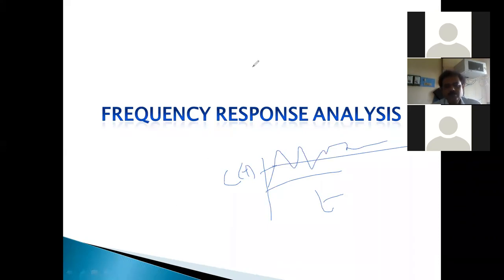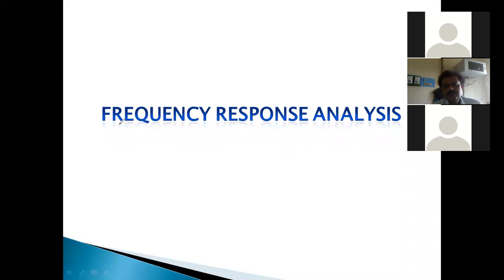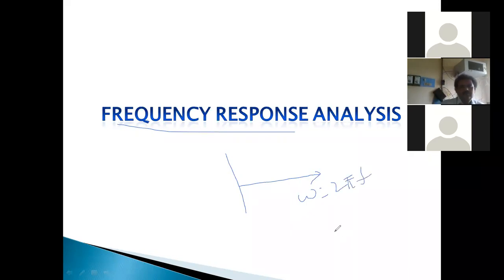Now, the second way of analyzing the system is frequency response analysis. In this case, this is 2 pi f, angular frequency or frequency. So with respect to frequency, we have to observe the response.